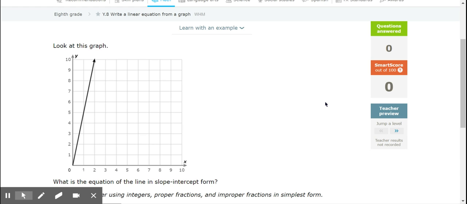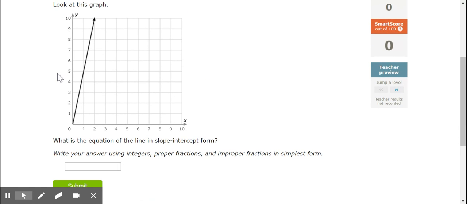All right, hello. So today we're going to do the code WHM, which is to write a linear equation from a graph. All right, so let's get into this. So it says here for your problem, what is the equation of the line in the slope-intercept form? Write your answer using integers, proper fractions, and improper fractions in the simplest form. So the first thing that we need to do is to actually figure out what our equation is.